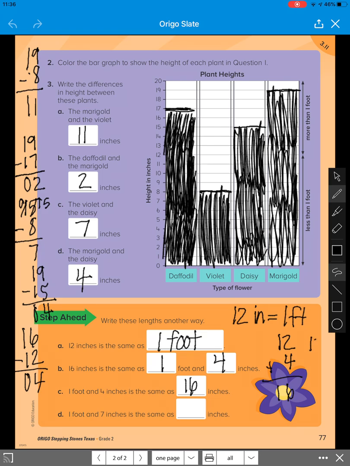And D is 1 foot and 7 inches is the same as blank inches. So I have 12 inches because I have 1 foot plus 7 inches. So 2 plus 7 is 9. 1 plus 0 is 1. So 19 inches.